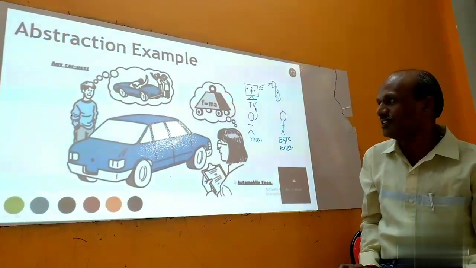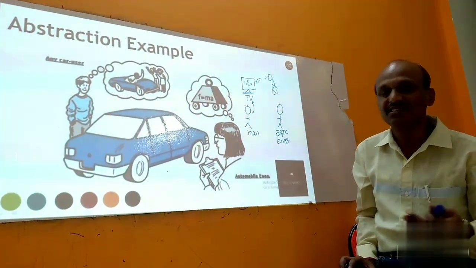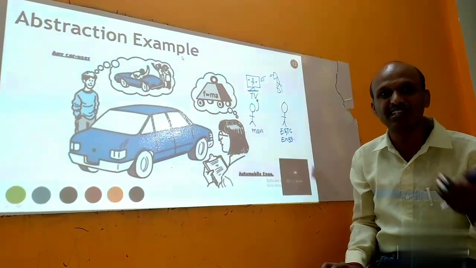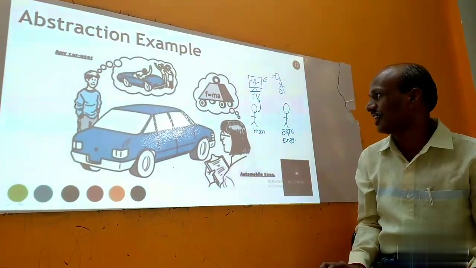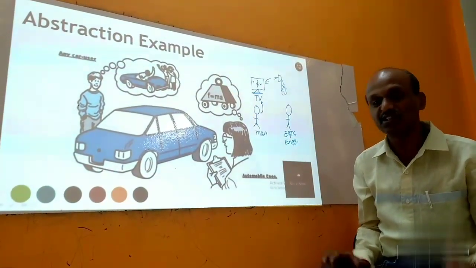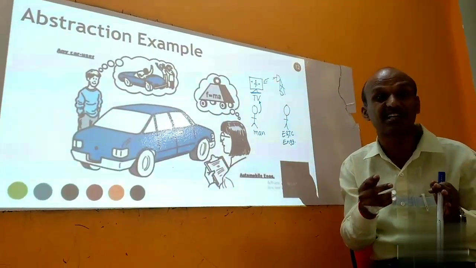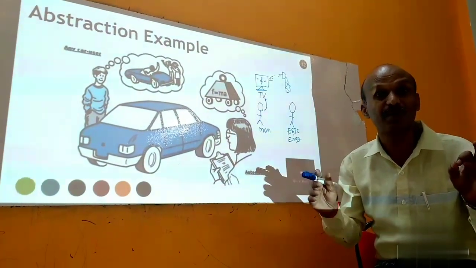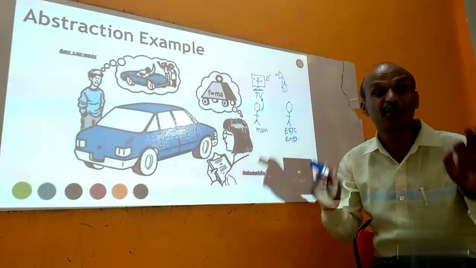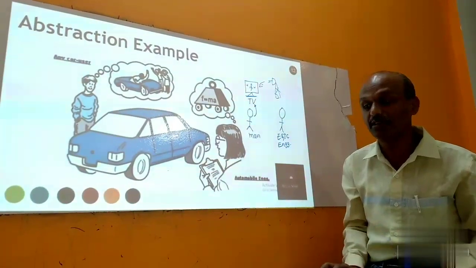But this automobile engineer is viewing this car as how to increase the speed, what is the engine capacity. This is another example for your abstraction. So whenever there is a change in view, there is a change in abstraction. But what do you mean by abstraction? Abstraction means nothing but concentrating on important things and neglecting other background detail.